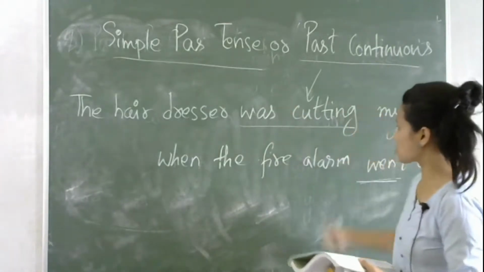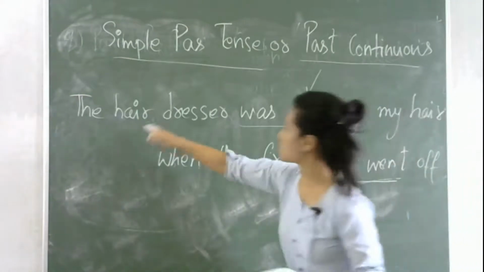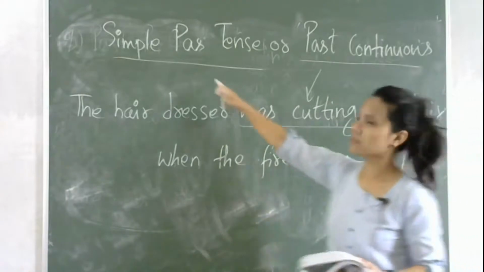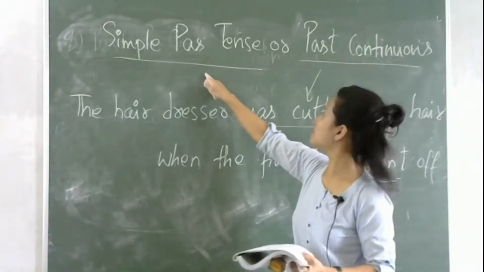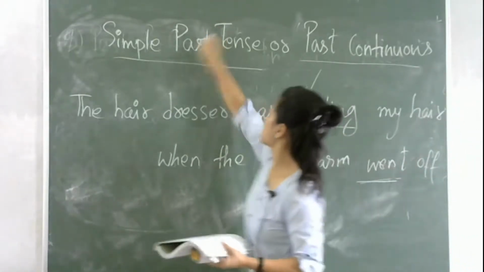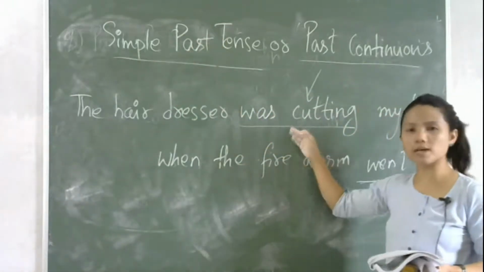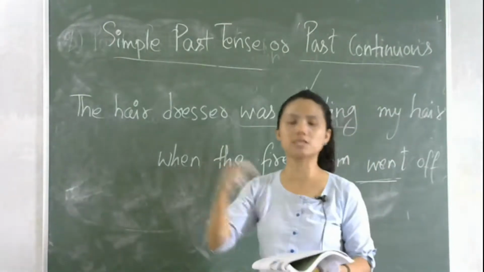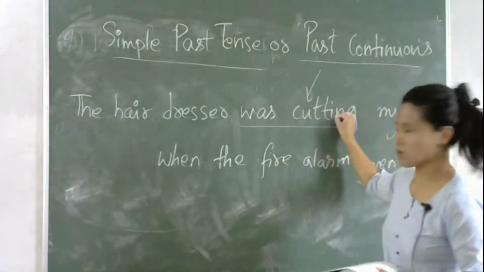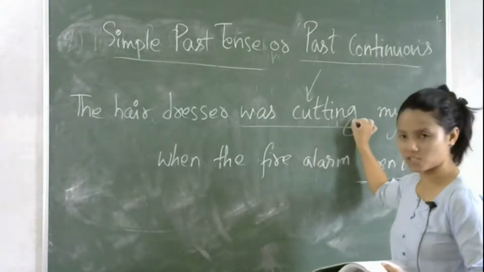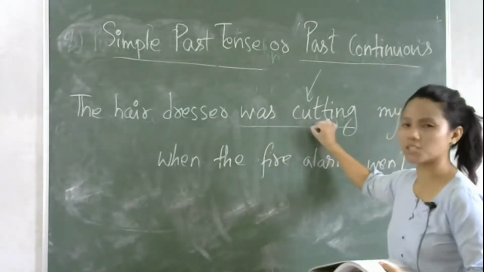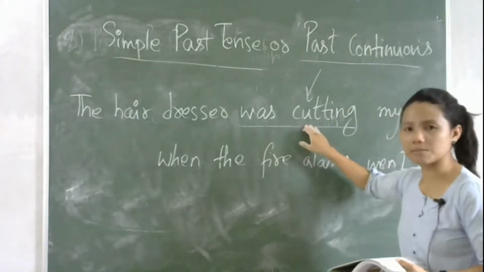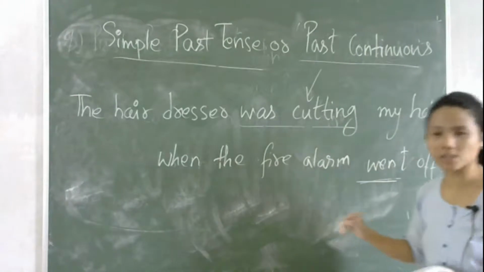So how is it used? When the hairdresser was cutting my hair, the hairdresser had not finished cutting my hair. The process was still continuing. Why? Because of the "ing," the past continuous form of the verb. And what happened? When the hairdresser was cutting my hair, another action interrupted.